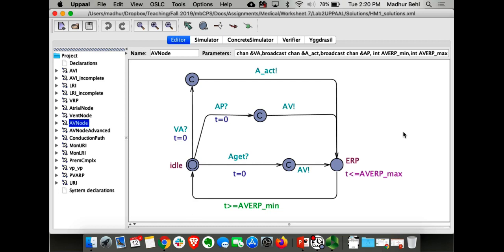So let's look at what's happening in the AV node. By default, you are in idle. So let's look at this transition, the first one. If you receive a depolarization signal from the atria, so who is issuing A get?